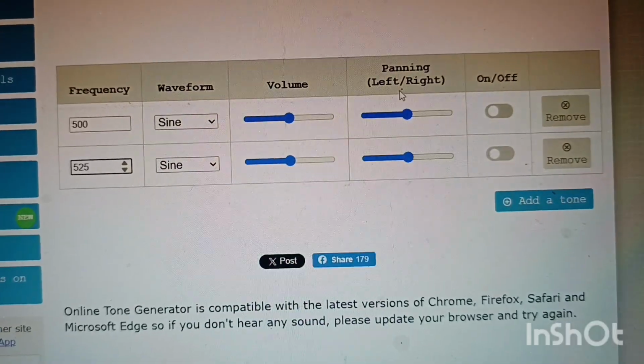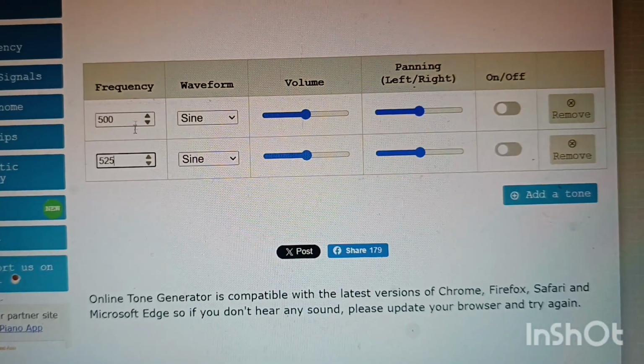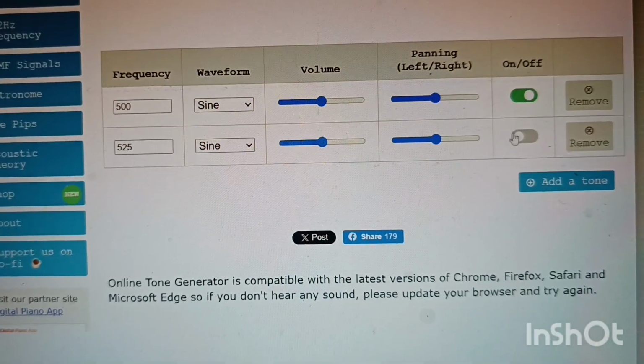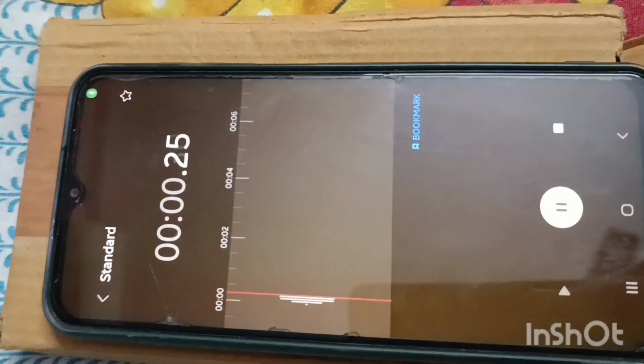The fifth time, the frequency of source 1 is 500 and the frequency of source 2 is 525. And now we are starting those two frequencies, and now we are recording the frequency.